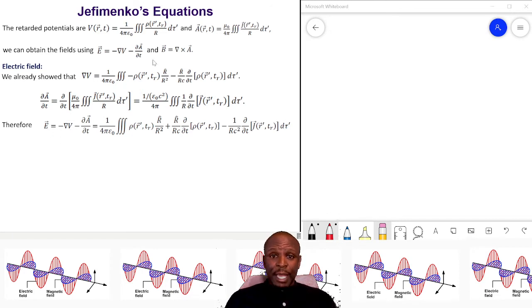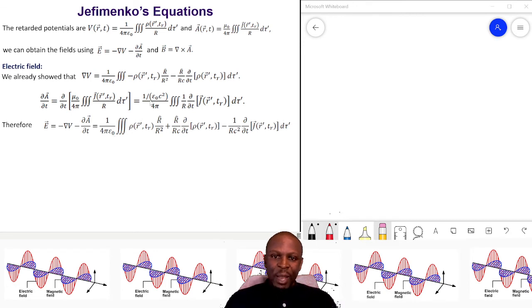field. We write the electric field because we know the gradient. This is the gradient of scalar potential minus this term here. This is the term here, and then I'm just factoring 1 over 4 pi epsilon naught.